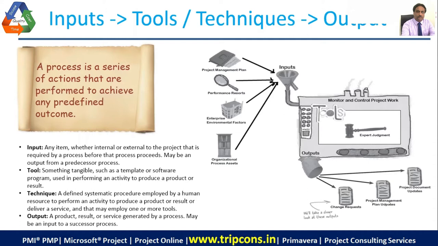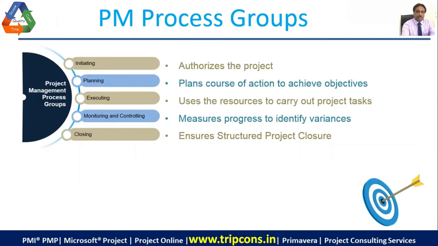It is an output. So whenever we are doing tasks in projects, we apply processes. Processes have inputs, tools and techniques, and they give us output. So these are the five process groups. Initiating authorizes the project. In planning, we plan the course of action to achieve the objective. So what needs to be done, how many people we need, how much stuff we need, how much money is to be spent, and what is the sequence of the tasks. All that happens under planning. I believe you are already exposed to all these things, and a lot of things are falling into place for you.